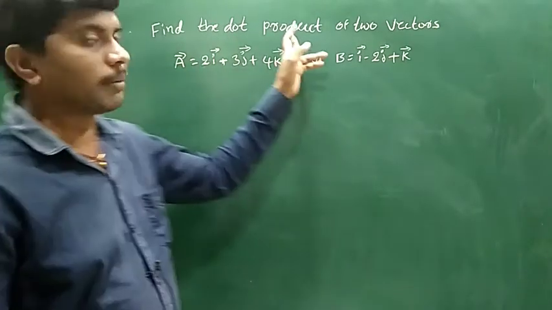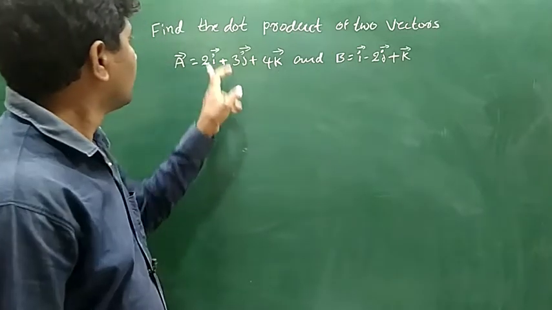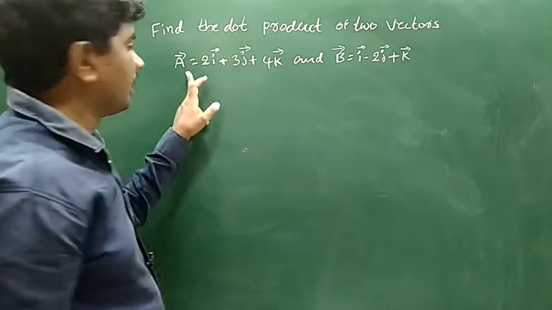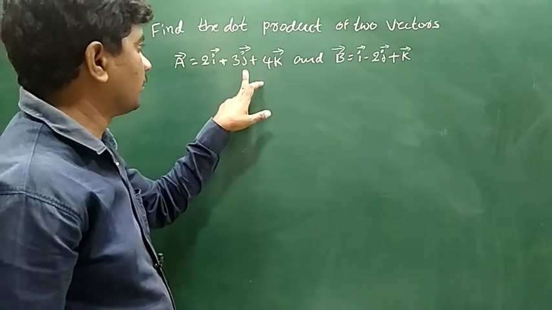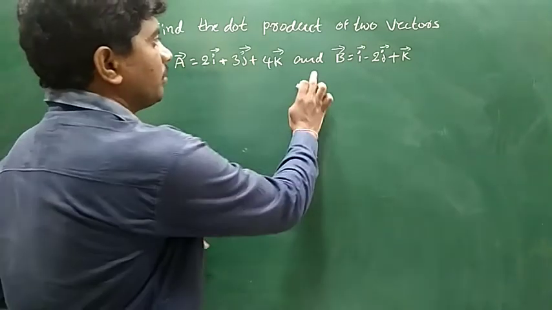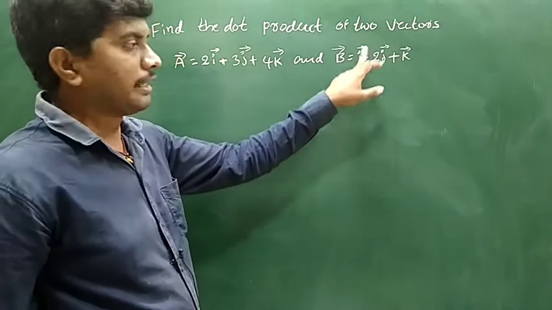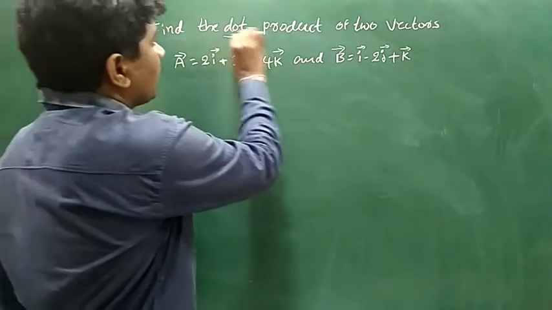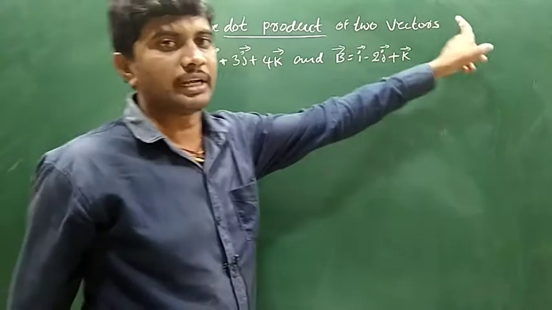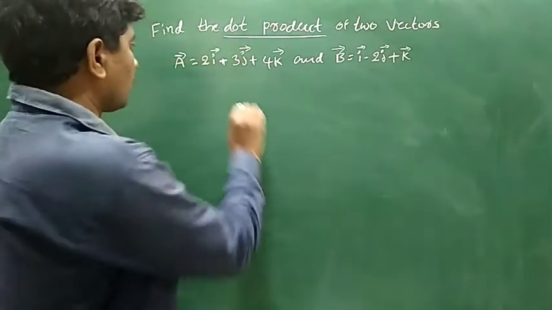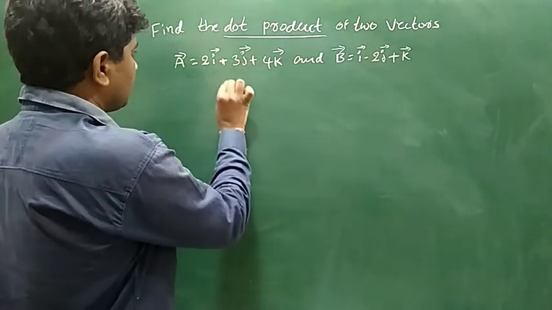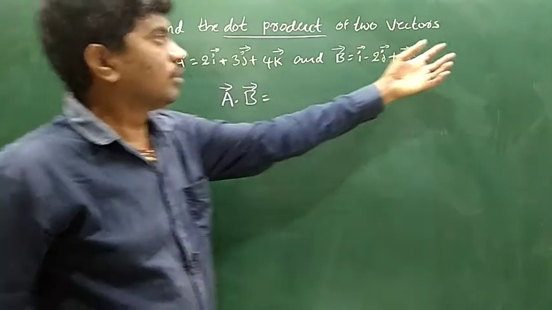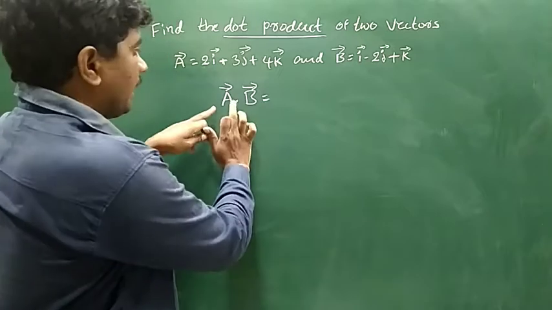Dot product problems. The first one: A and B are two vectors. A equals 2i plus 3j plus 4k, and B vector equals i minus 2j plus k. Find the dot product of the two vectors. The dot product formula is A bar dot B bar. Now, there is no theta angle given, so only find A dot B.